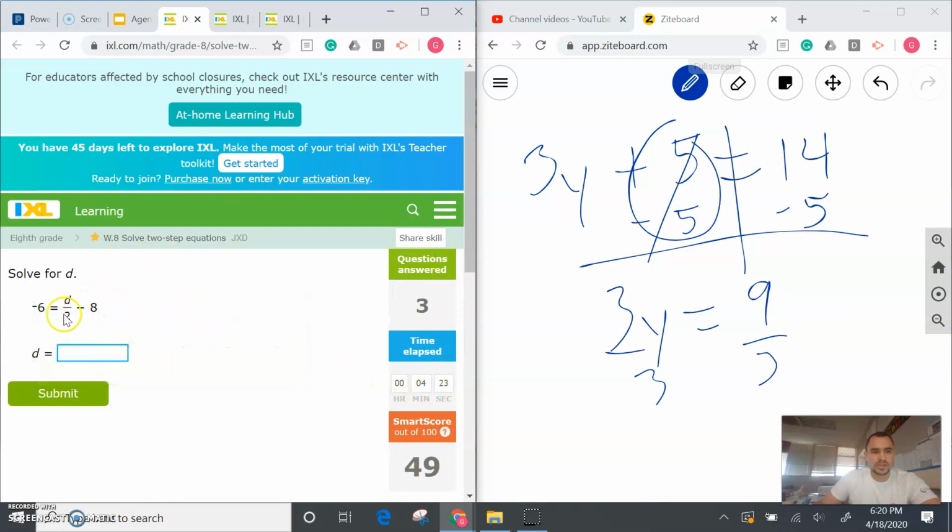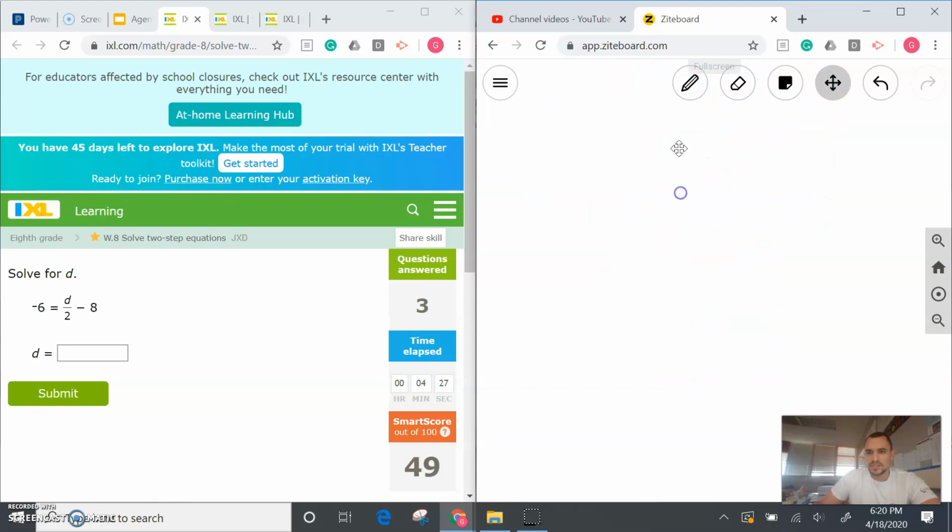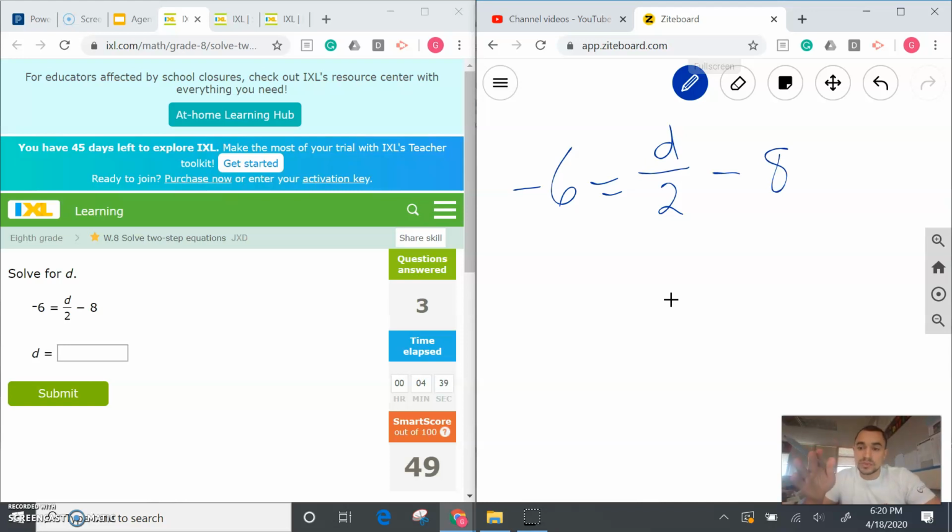All right. Oh, here we go. Now we're talking. This is what I'm looking for. All right. Make sure you're paying attention to this. So negative 6 equals d divided by 2 minus 8. All right. So you follow the same rules and the same steps.